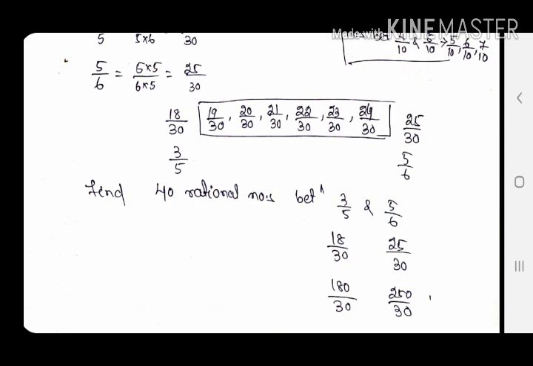So I multiplied by 10 the numerator 18 and the denominator 30, also the numerator 25 and the denominator 30. So the numbers become 180 by 300 and 250 by 300. See, the denominator is same, 300 and 300, and the numerators are 180 and 250. So in between 180 and 250, there are 70 numbers, 181, 182, 183 by 300. Just keep in mind there is a mistake: I have written 30 there, that will be 300, 300.